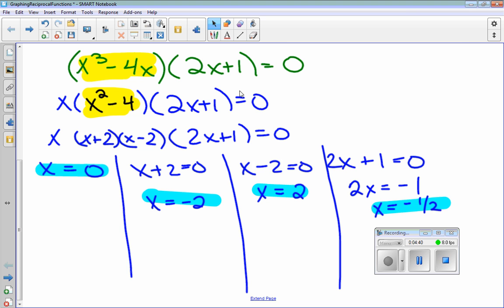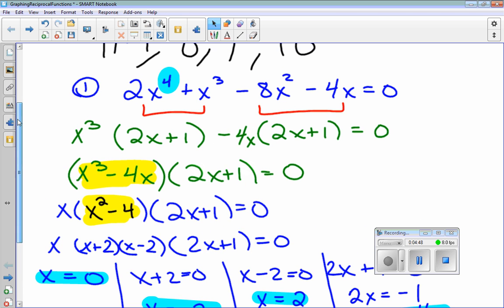Good. Now, that's one way to do it. Another way would simply be to graph the original function. So if I plug this whole thing in, go to y equals, and plug it in, 2x to the 4th plus x to the 3rd minus 8x squared minus 4x, and I just zoom a standard window.